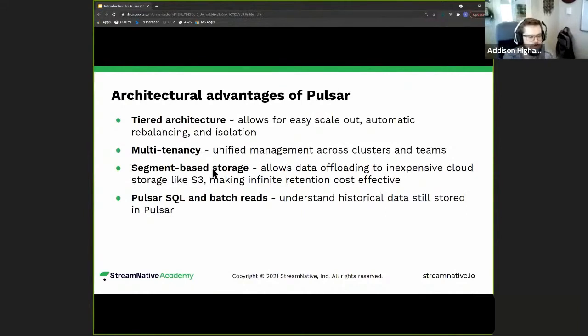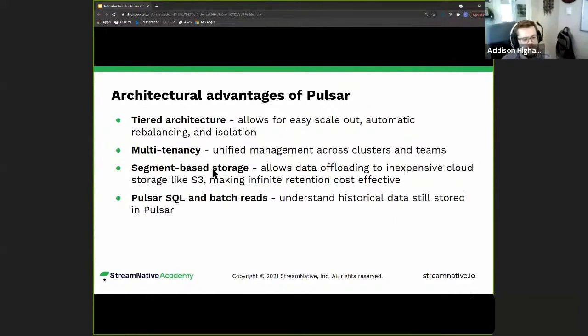So Pulsar, as we talk about this architecture, it's important to note that it provides a lot of unique advantages. A lot of the things that Pulsar is able to do are directly related to its architecture. A lot of thought and design went into making sure that this architecture can provide all these capabilities. And so that allows for, once again, things like easy scale out and automatic rebalancing. Pulsar is a system that, from an operational perspective, doesn't require any sort of manual operation as you scale out. It automatically rebalances, as well as isolation.